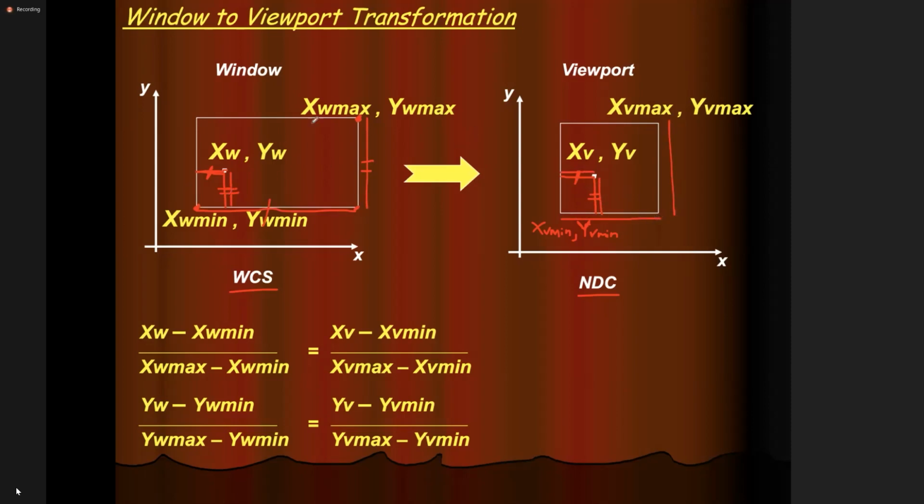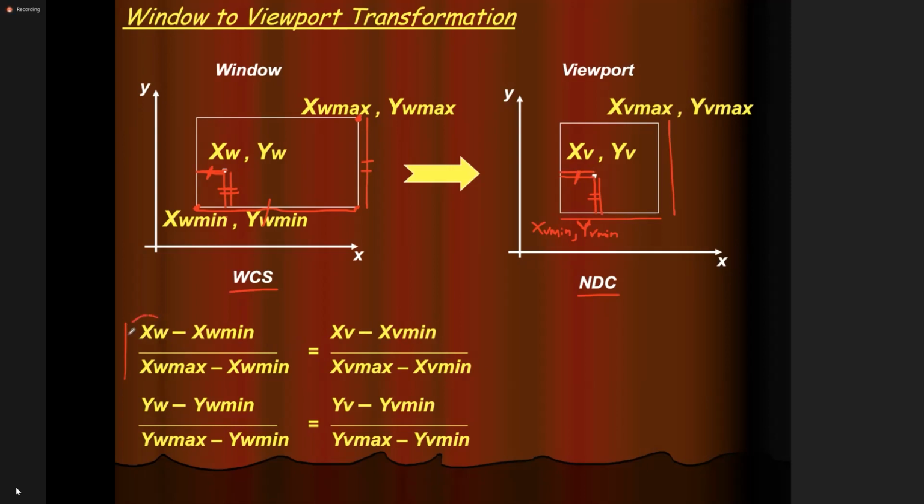Okay, let me take the x1. This length to this length ratio should be equal to this length to this length ratio. This height to this height ratio should be equal to this height to this height ratio. That is the norm we are taking. Therefore, we can write xw minus xw mean, this distance, over xw max minus xw mean, that is this distance, this ratio should be equal to xv minus xv mean, divided by xv max minus xv mean. These two ratios are equal.